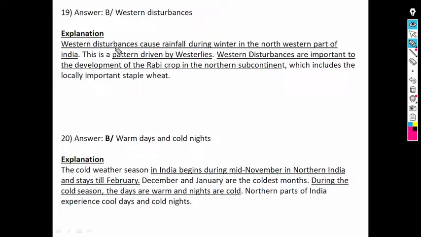Western disturbances cause rainfall during winter in the northwestern part of India, particularly the northwestern part of India. This is a pattern driven by the westerlies particularly. It is driven by your westerlies.